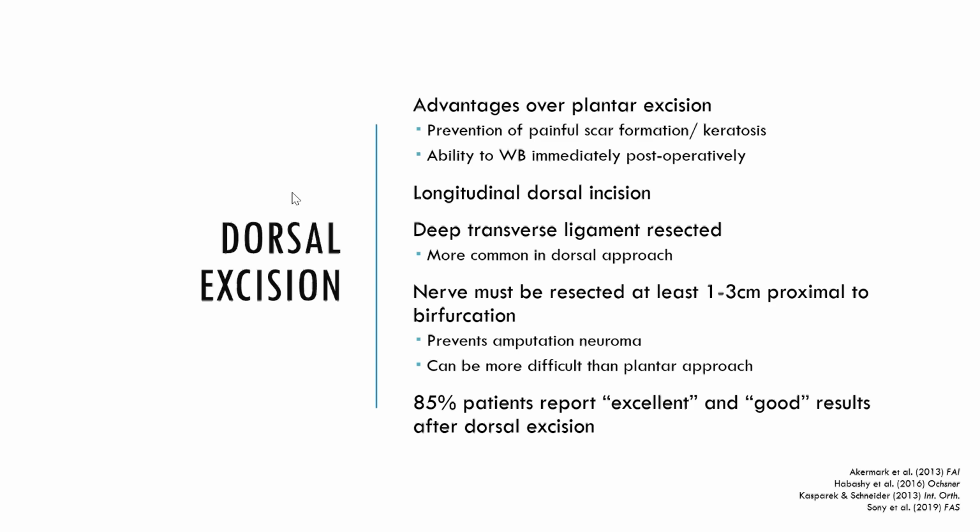For the dorsal approach, it is carried out under the same conditions as a plantar approach. However, a longitudinal incision is made to the dorsal aspect of the affected interdigital web space. The deep transverse ligament is then resected so that the plantar digital nerve can be more easily accessed. As with the plantar approach, the nerve must be resected 1 to 3 centimeters proximal to the bifurcation. This helps to prevent amputation neuroma occurring, but can be more difficult to achieve completely in the dorsal approach than the plantar approach. 85% of patients report excellent and good results after a dorsal procedure.